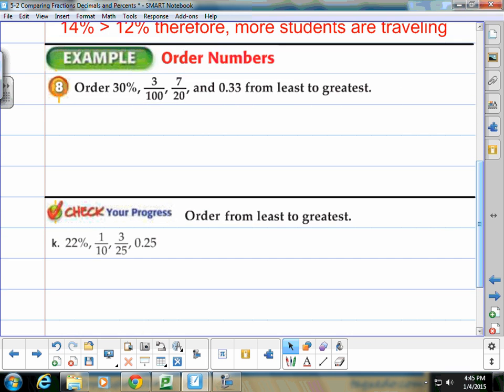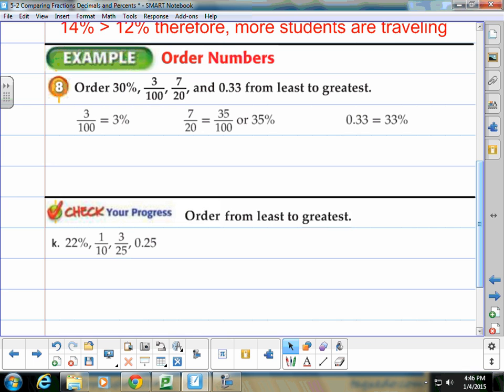Okay, another one here, ordering numbers. This is important, and a lot of you tend to write your converted numbers, but you want to write the original numbers when you are ordering them. Same thing, we've done this before. You have to convert these to be out of the same form, whether it's percents, decimals, or fractions. As long as they're the same and you can compare them, then you'll be okay.